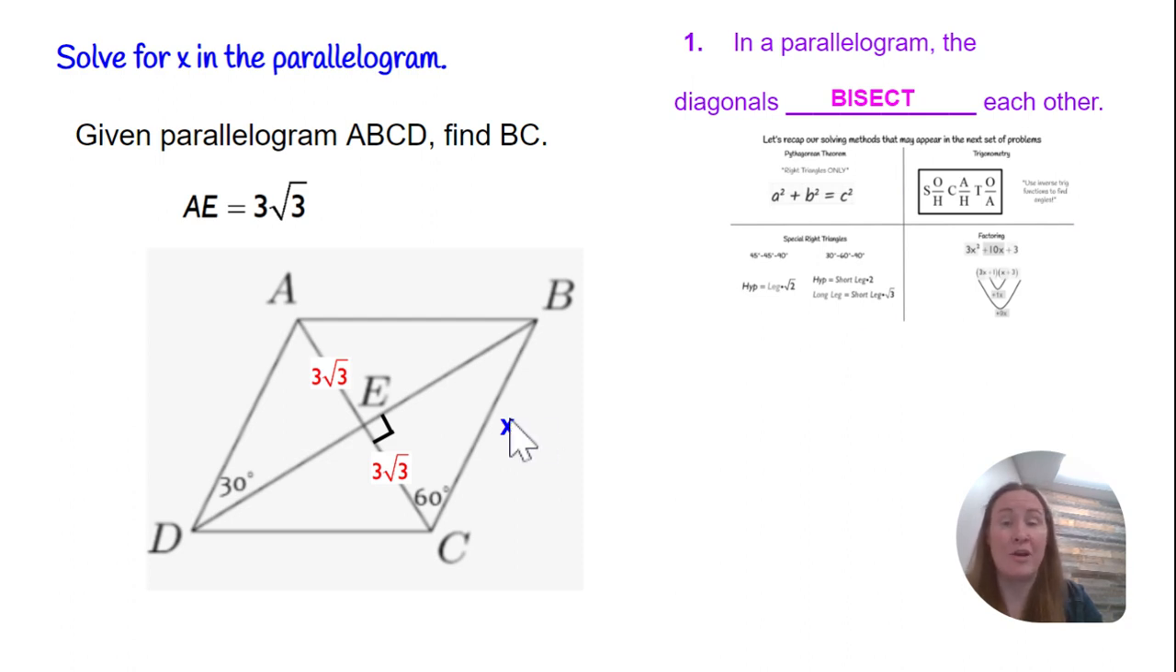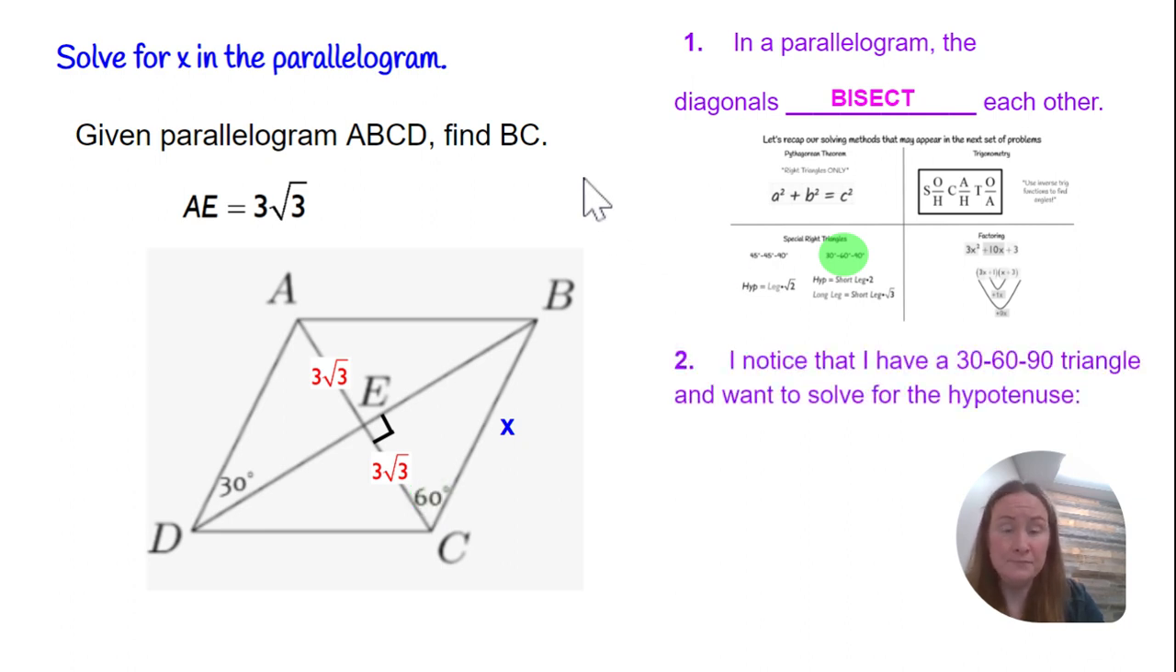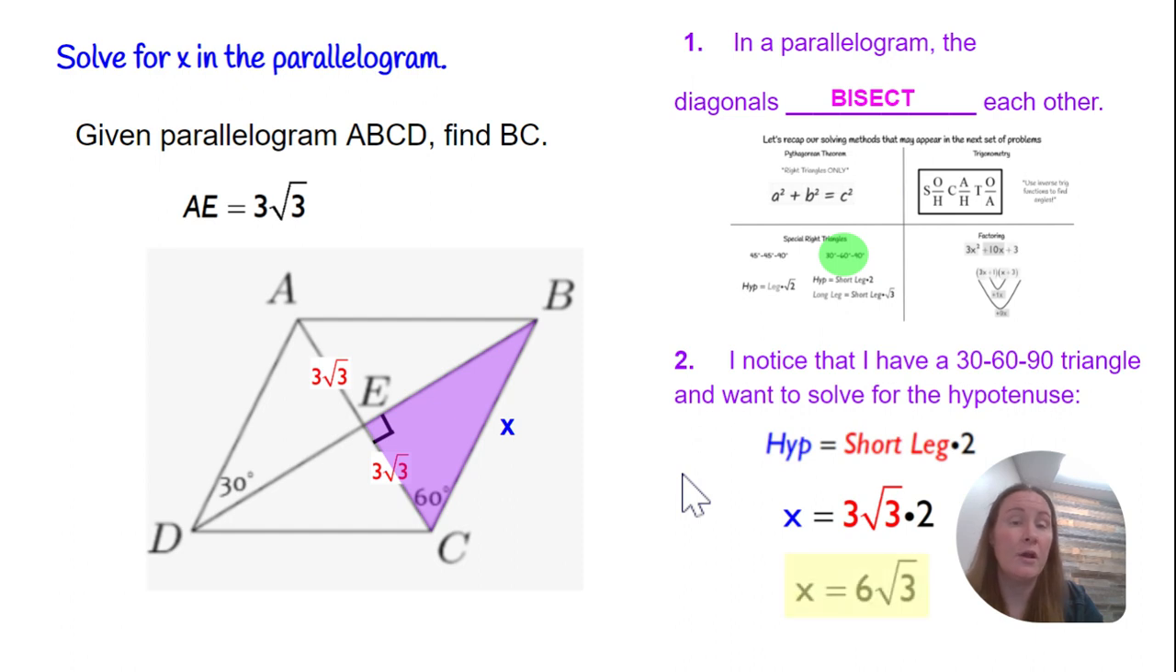Right away, jumping out at me are these 30, 60, 90s. So I know that I'm going to go ahead and use those 2 formulas from the back of my foldable. Focusing in on this purple triangle right here, and again, attempting to know what the hypotenuse of this triangle is, I can use the formula that my hypotenuse equals my short leg times 2. My hypotenuse is x. My short leg was 3 root 3. When I multiply that by 2, I end up with 6 root 3, and I'm done with my problem.